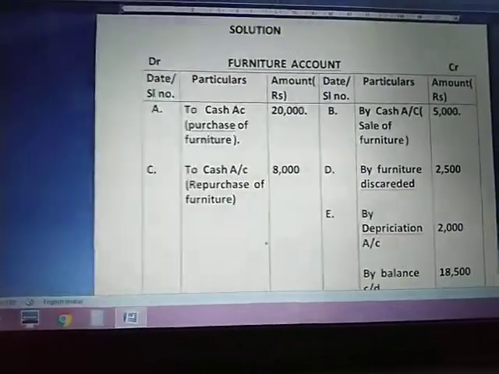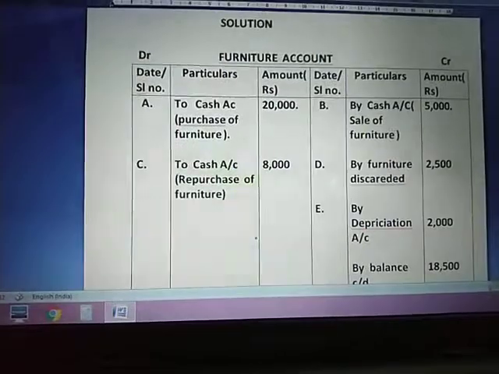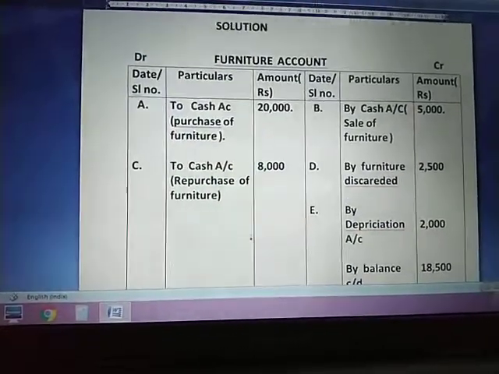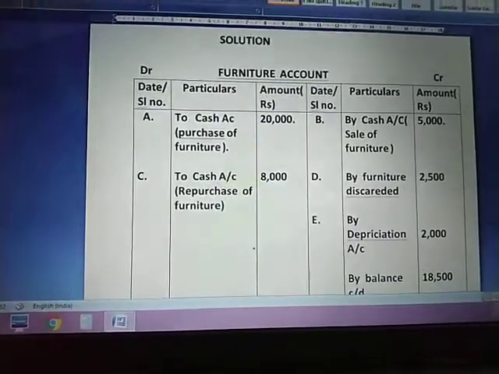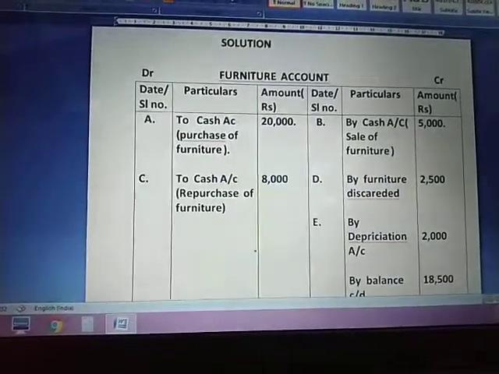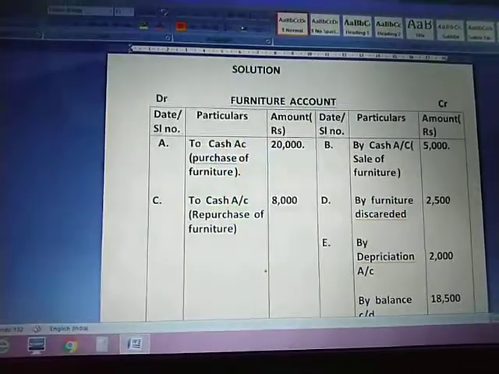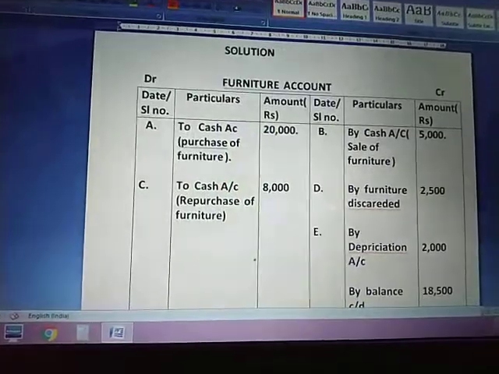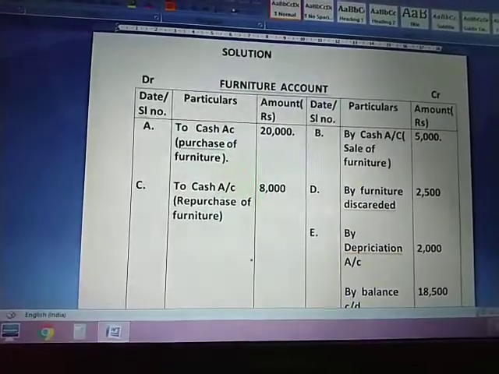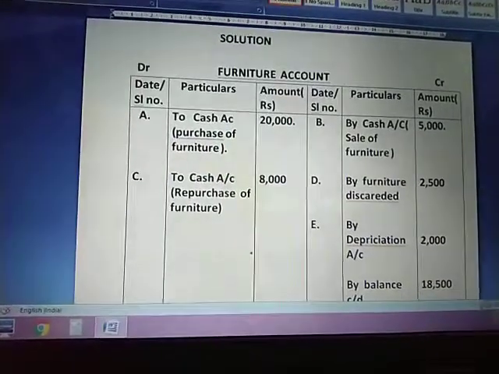Now always remember that the debit side of our account and the credit side of the account have to be tallied. That means both the sides should come out equal. Now if you add up the debit side, it is giving you 28,000, but the credit side gives me 9,500. So now I have to balance this account.